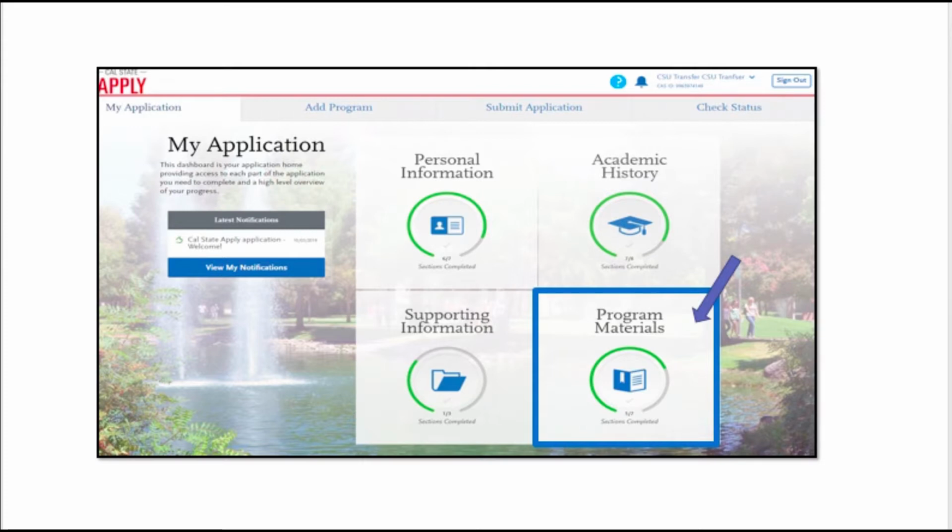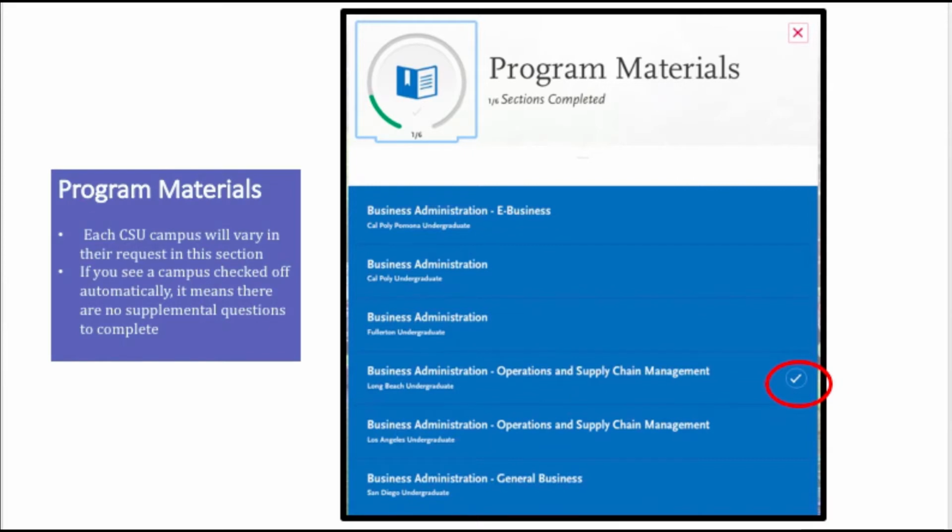This is the only section of the application that the campuses can customize, and so you'll see that the information here varies. So in your Program Materials quadrant, you will see a list of the campuses that you selected to apply to and the major that you selected at each campus. If that is not correct, you can go back in and update that in your program selection.